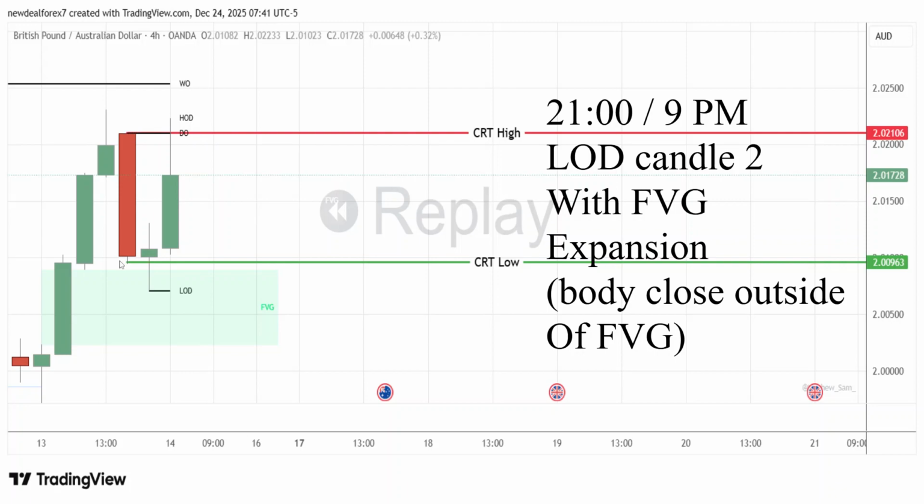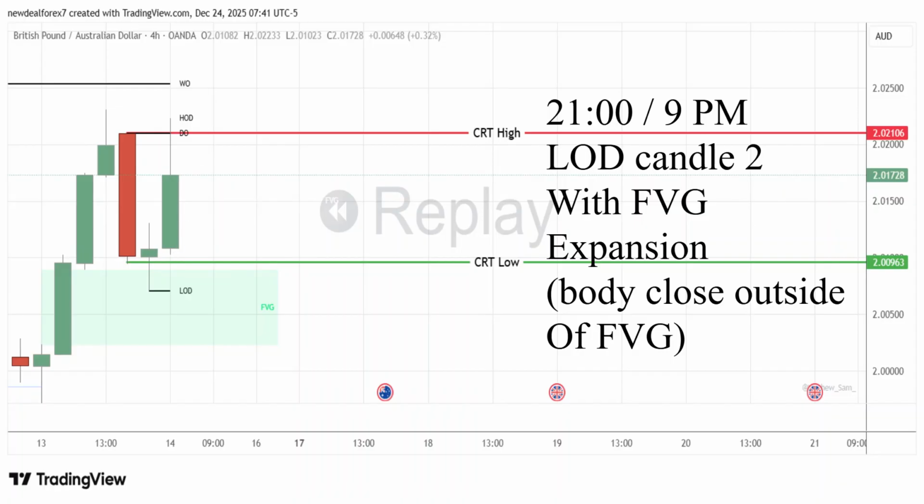So you have a range candle here. You have candle 2 that, notice, creates the low of the day. And what does it also do? It dips into a fair value gap and the body closes outside of it. So that's what we call confluence, right? And then the next candle, boom, is a straight rise. This is on a 4-hour chart. But the fair value gap expansion and the low of the day was created by the 9 p.m. candle. And then just a straight rise to the upside.